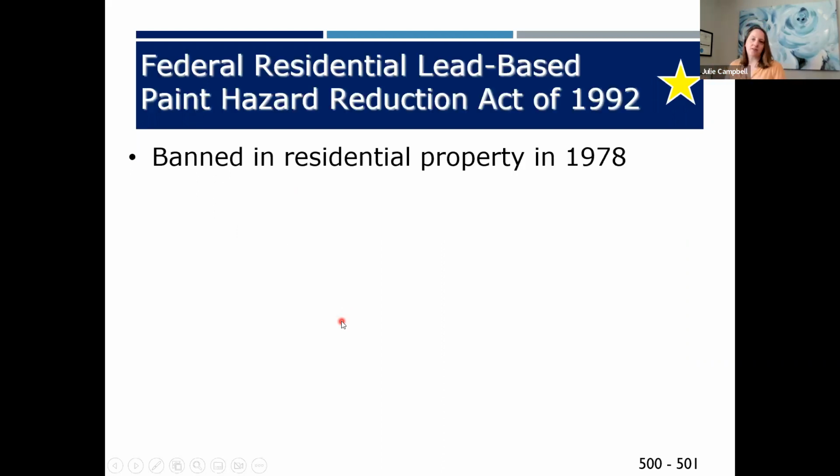Lead was banned in residential property in 1978. You need to know this year as it relates to lead. Anything built after 1978 shouldn't have lead in it. Anything built prior to 1978, I'm not telling you it's got lead in it. What I am saying is, whoa, my little red flag went up because of the year that it was built.